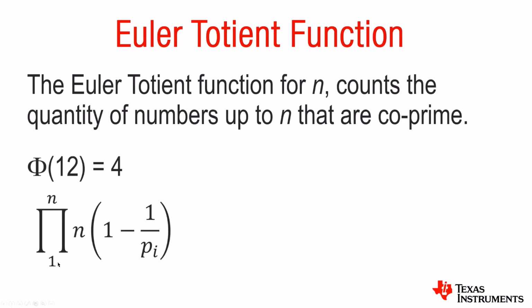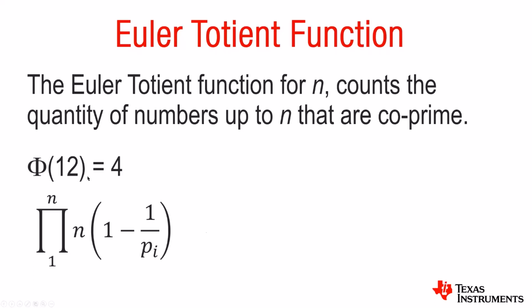The Euler totient value for 12, so if n is 12, we go from 1 to 12. We're going to find this product. We do 12 times 1 minus 1 over pi, where pi is each of the prime factors. So for 12, we'd see the product 12 times 1 minus a half times 1 minus a third. So that's a half times 2/3 times 12 equals 4.